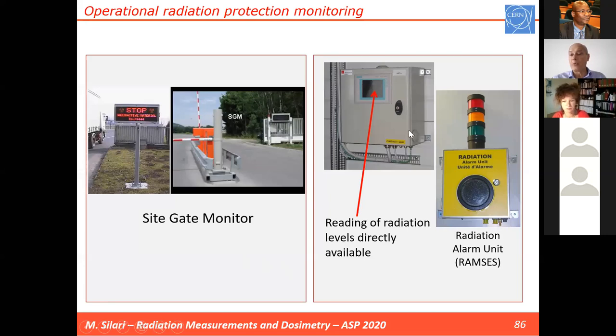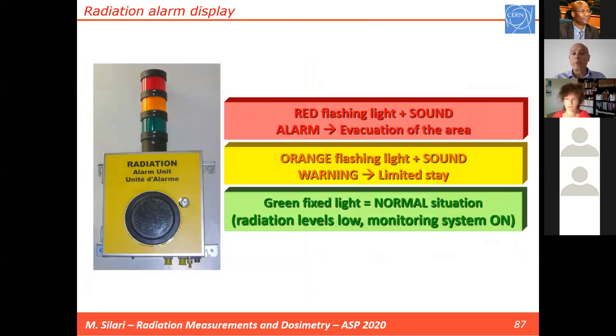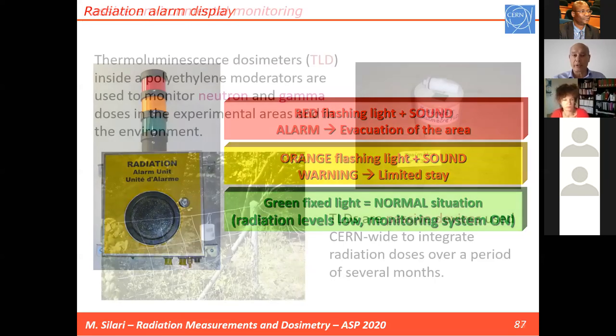We also have systems installed in a set of tunnels to give audible and visible alarms in case of exceeding thresholds, using one of three lights. Typically we have a green light if the situation is normal. You will have an orange light with a sound if some abnormal radiation level is detected, and it will give you a red flashing light and a sound with the order to evacuate the area if some accidental situation produces too high a radiation level.